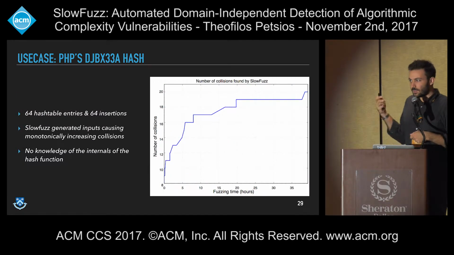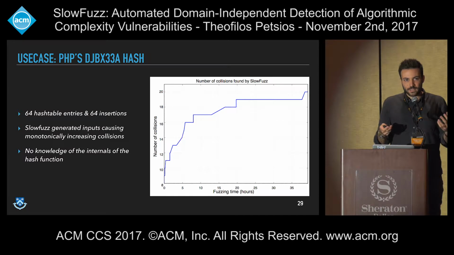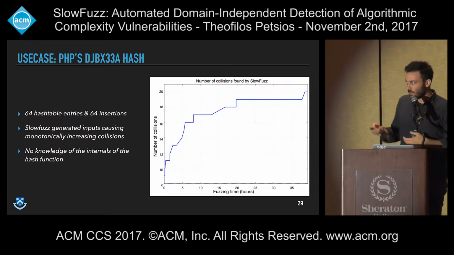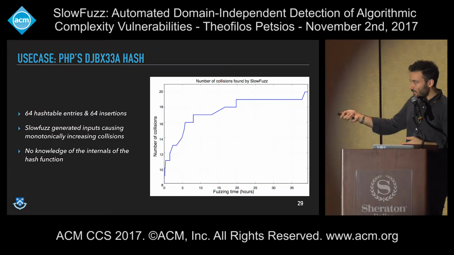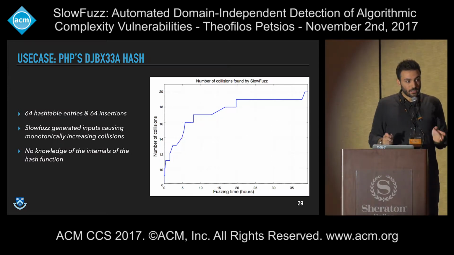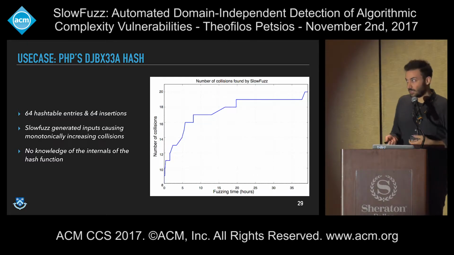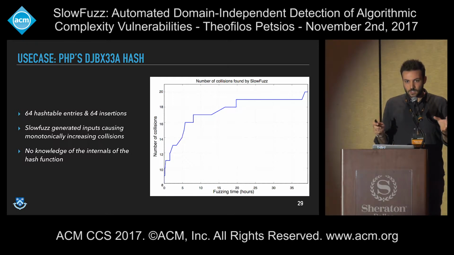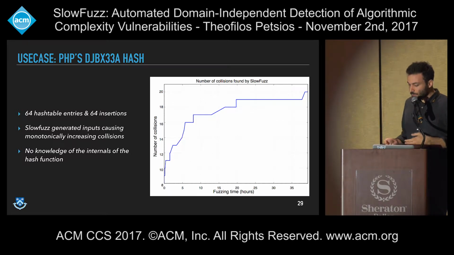So we show that SlowFuzz, with exactly the same engine that was finding slowdowns in a quicksort example, manages to find an increasing number of collisions in the hash table. And this is basically without any knowledge of the internals of the hash function. So this is really critical because you could be given the hash function as a black box, and now you're starting to see these slowdowns. And if it is something that you don't want, it's an alarming thing.